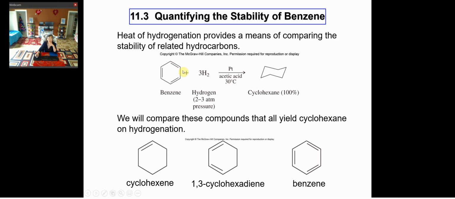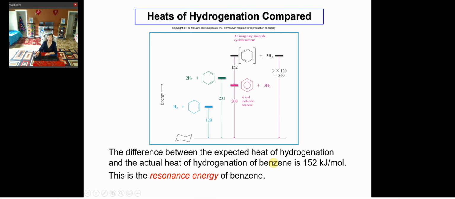So this reaction must apply very high pressure, 2 to 3 atm. You are going to produce cyclohexane. If you have your cyclohexane, dienes and benzene, what are the stabilities? Which one is most stable?